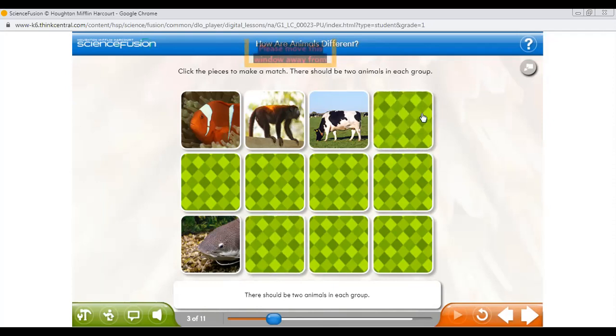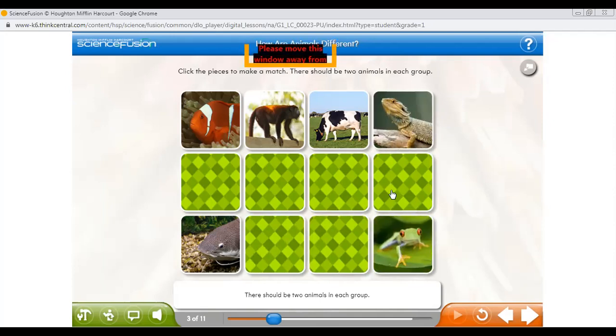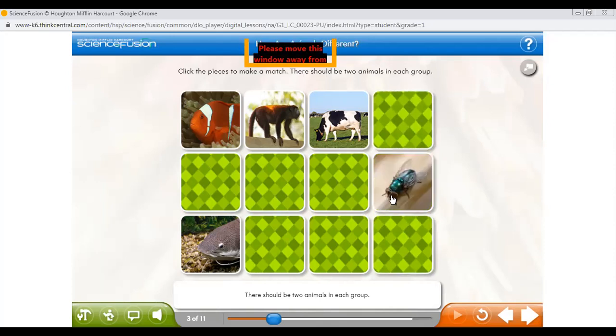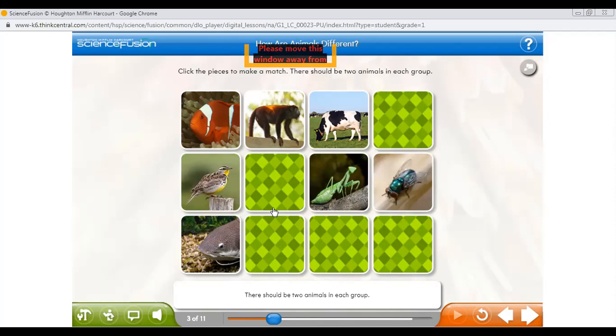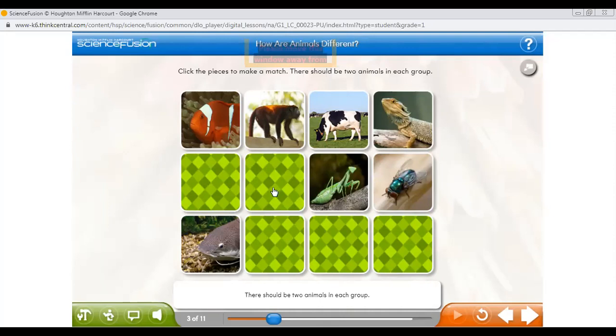Is this a reptile? No. No. No. Is this a reptile? No. Is this a reptile? Yes, it matches with the snake. So the lizard and the snake, they are the group of reptiles. They are called the reptiles because they have dry skin and scale.